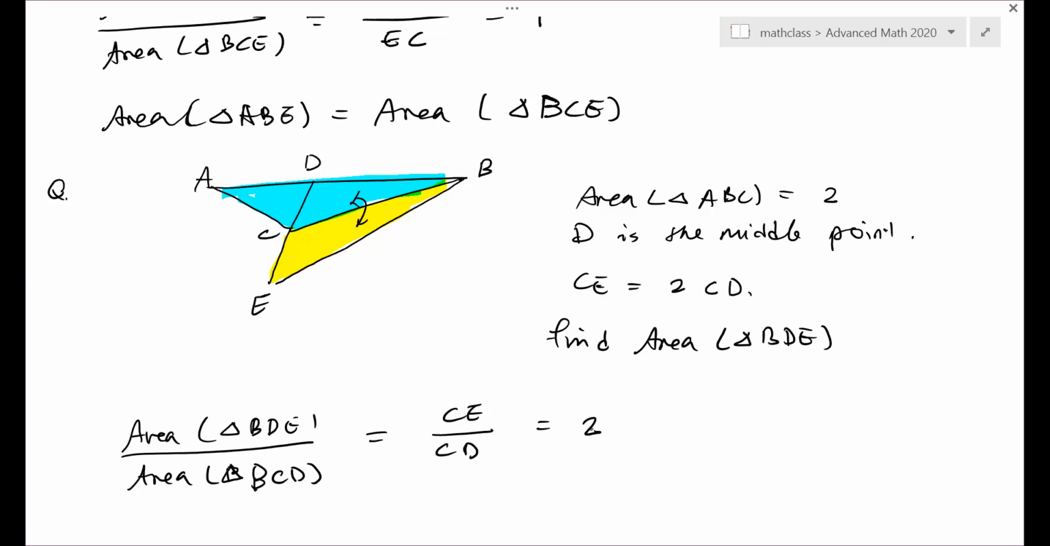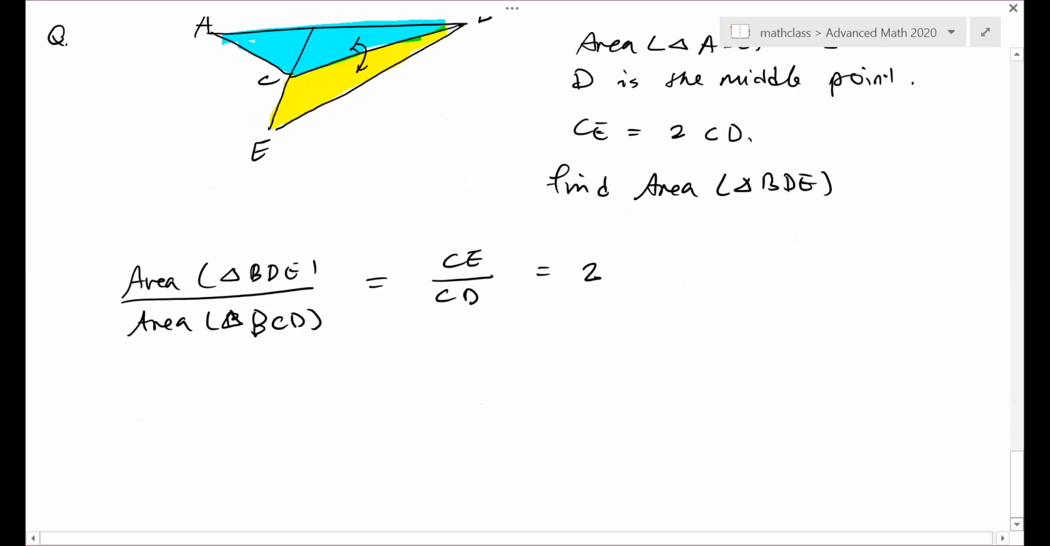But the question is, what is the area of the triangle at the bottom? So you get that the area of triangle BDE is twice the area of triangle BCD. But BCD is half of the whole area, right?